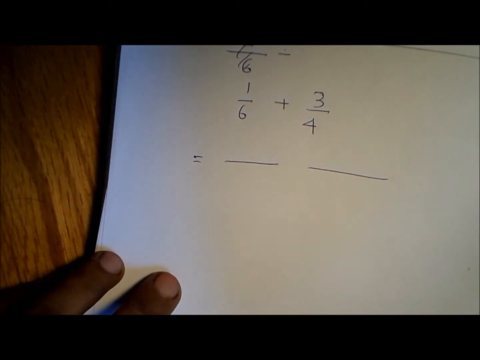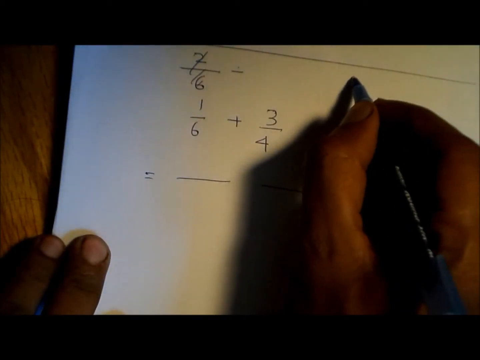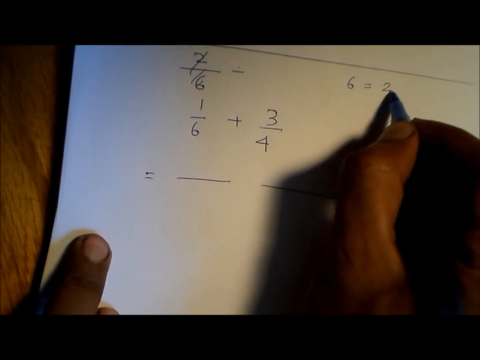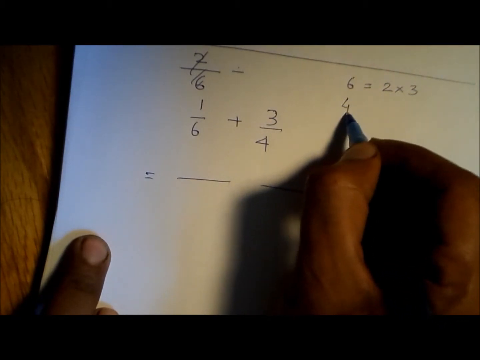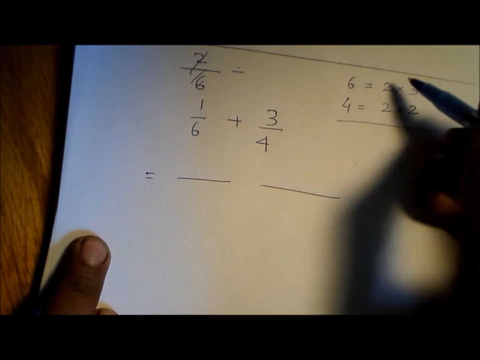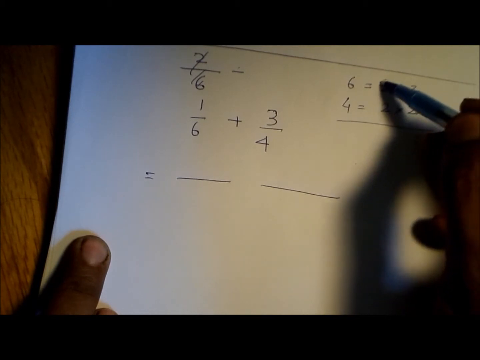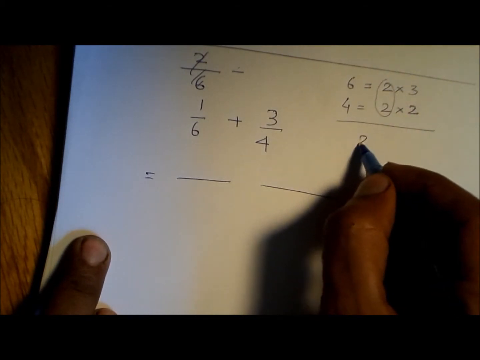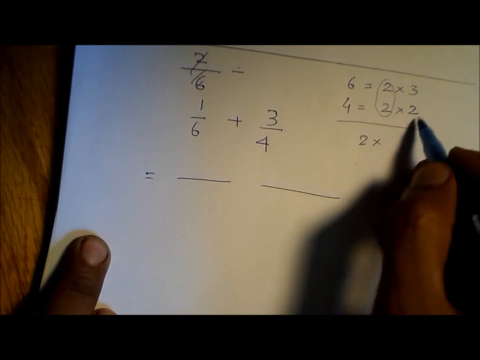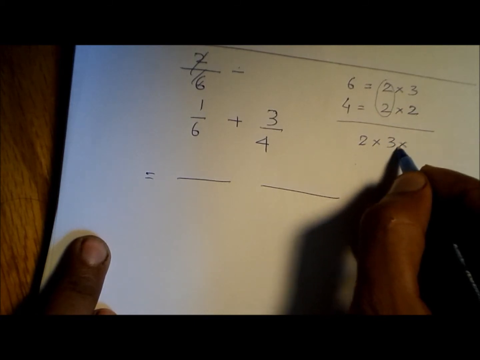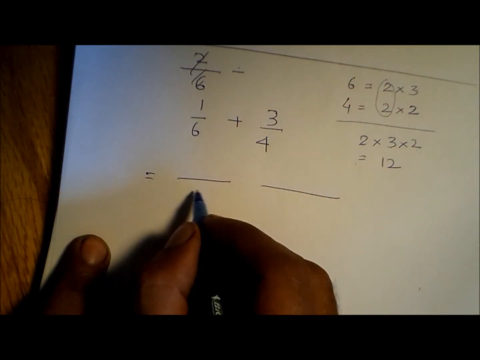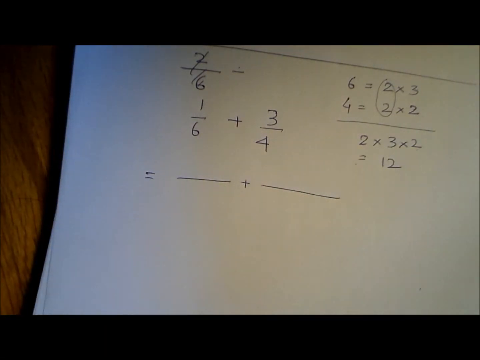There is also an exact method to do this. You factorize 6 into its factors: 6 is 2 into 3, and 4 is 2 into 2. The factors that are common, we take only one time. This 2 and 2 are common, so we write 2 only once, and then the other factors once. 2 into 3 into 2 is 2 into 3 is 6, 6 into 2, 12. 12 is the least common multiple.